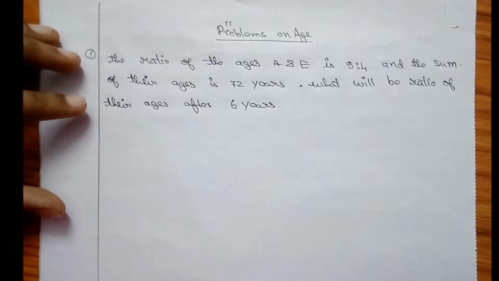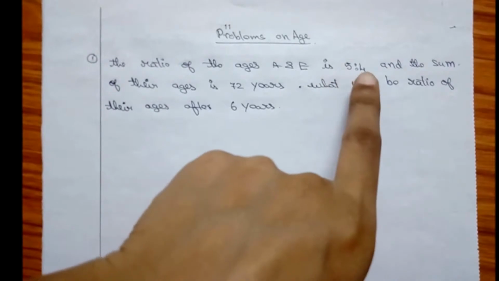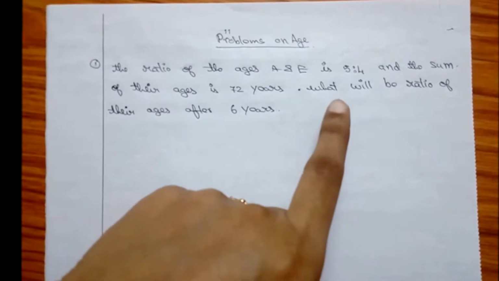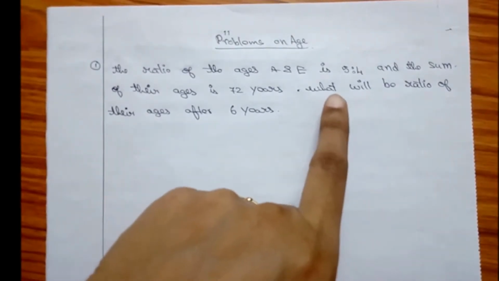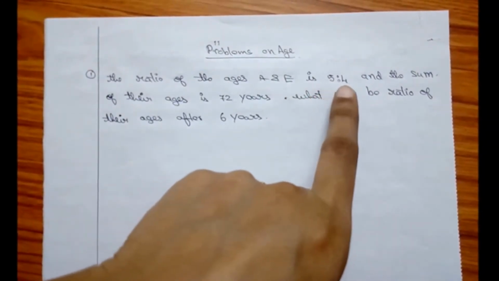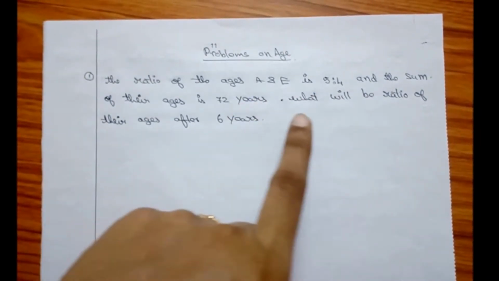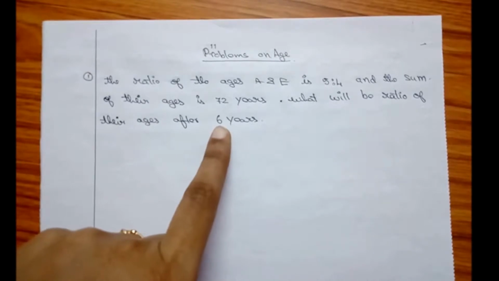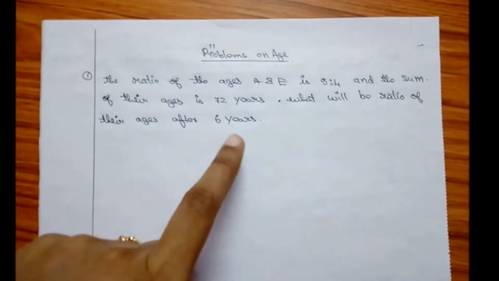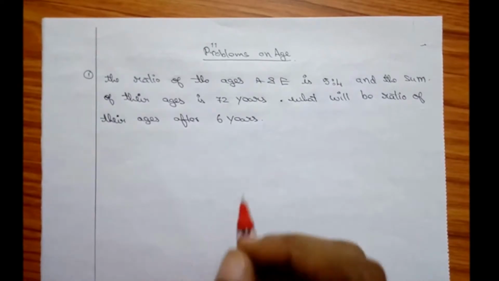So here for the first sum, the ratio of ages of A and B is 5:4 and the sum of their ages is 72, and they have asked what will be the ratio of their ages after 6 years. They have given the ratio of the present ages and their present age total, and we have to find the ratio of their ages after 6 years. Okay, now you have understood the question, I think. Now let's move on to the problem and work on it.